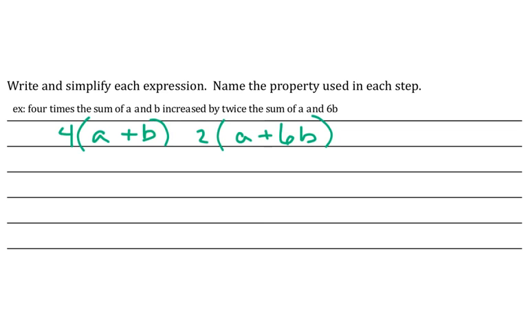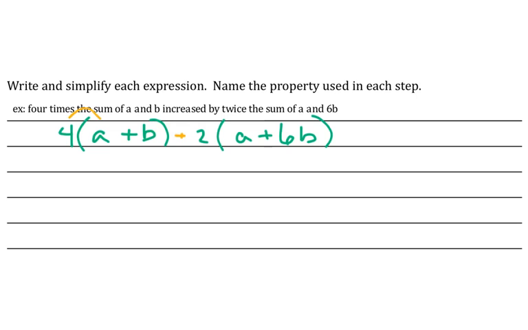Well, I have to double that. I don't need a times symbol here. You can put it there if you'd like. And since I'm increasing it by that, I'll throw a plus sign right here. There's nothing to describe that we did here. We just turned it into variables. So there's no naming of a property here.